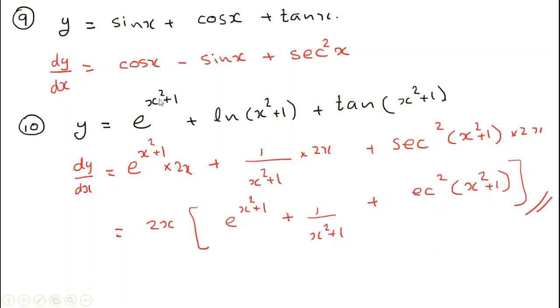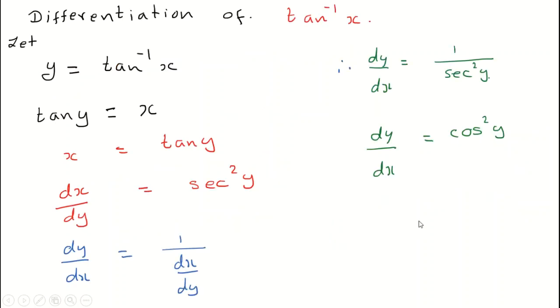10th one. Y equals e to the power x squared plus 1, plus ln(x squared plus 1), plus tan(x squared plus 1). When you differentiate e to the power x squared plus 1, it is e to the power x squared plus 1 into 2x. When you differentiate ln, it is 1 over x squared plus 1 into 2x. Then tan gives sec squared(x squared plus 1) into 2x. So this is the final answer.